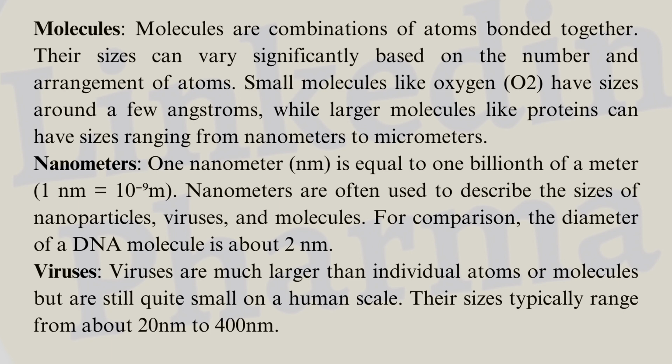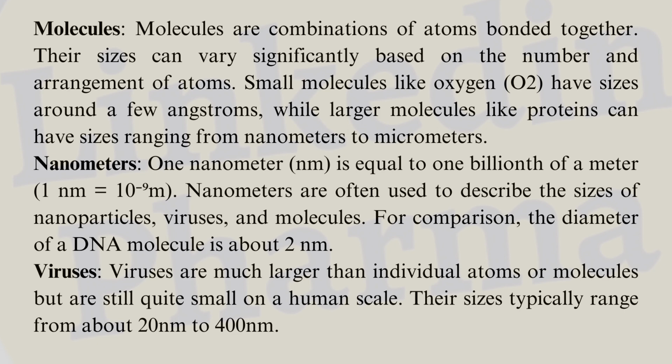2. Molecules. Molecules are combinations of atoms bonded together. Their sizes can vary significantly based on the number and arrangement of atoms. Small molecules like oxygen have sizes around a few angstroms, while larger molecules like proteins can have sizes ranging from nanometers to micrometers.